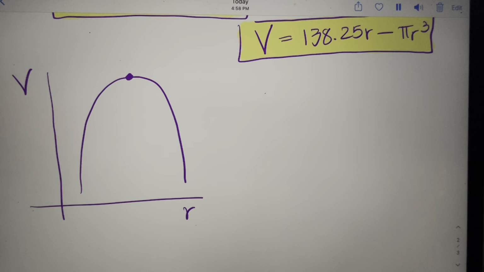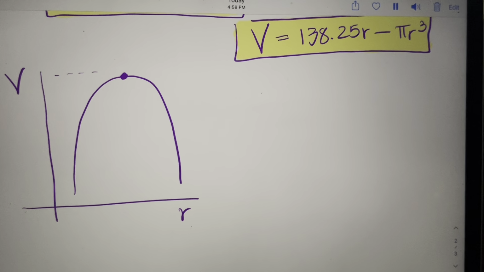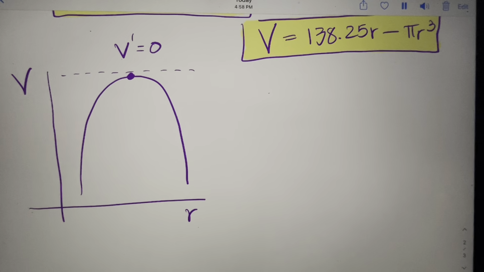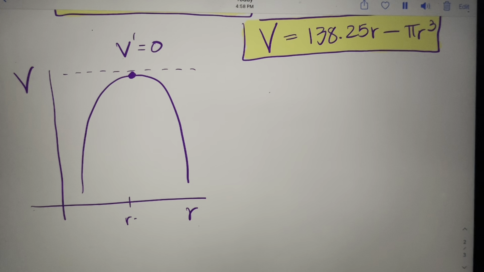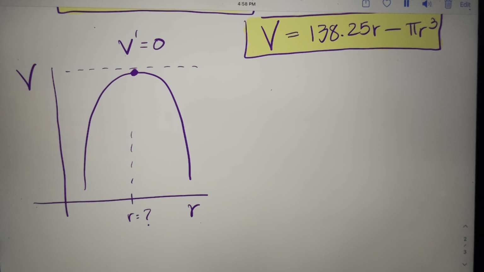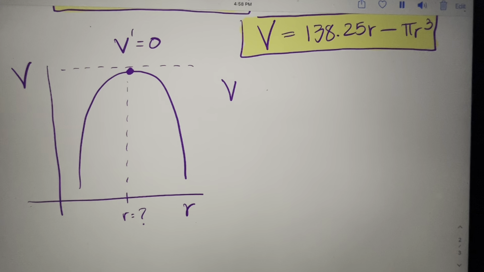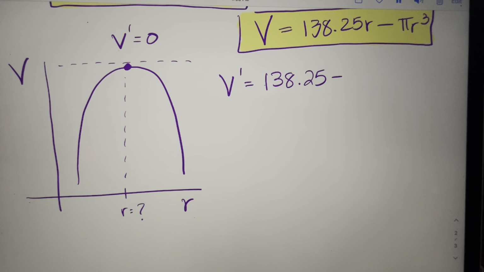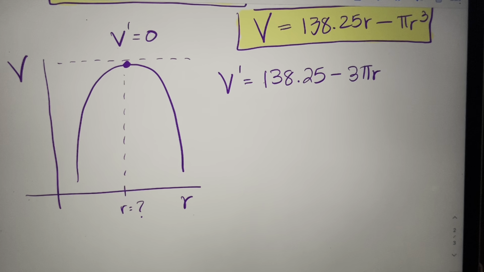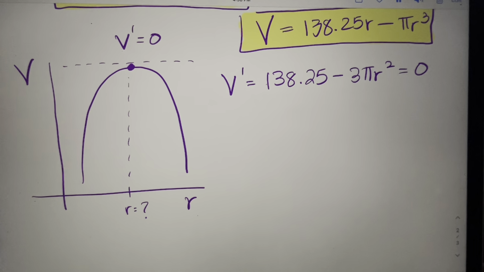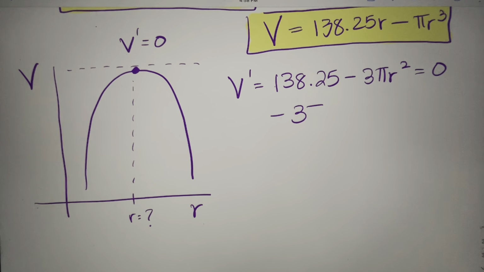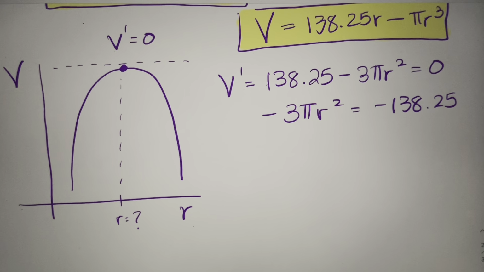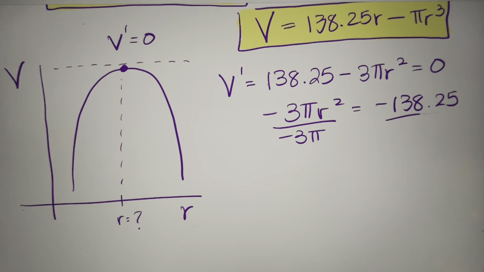I can see that what I need to do is find the first derivative of v and set it equal to 0 to find my critical values, to figure out what is this r value here that will give me a maximum volume. So v prime is equal to multiply and subtract 138.25 minus multiply and subtract 3 pi r squared. And we're going to set that equal to 0, subtract 138.25 from both sides, and we get 3 pi r squared equals negative 138.25. Now I'll divide both sides by negative 3 pi.